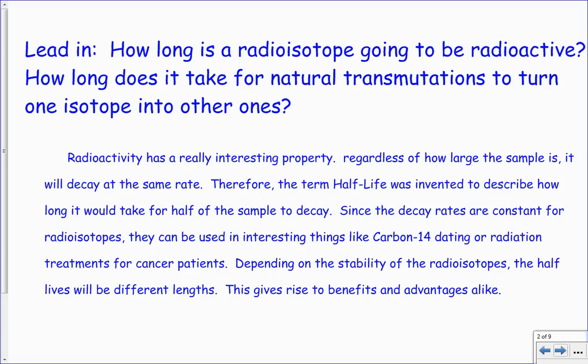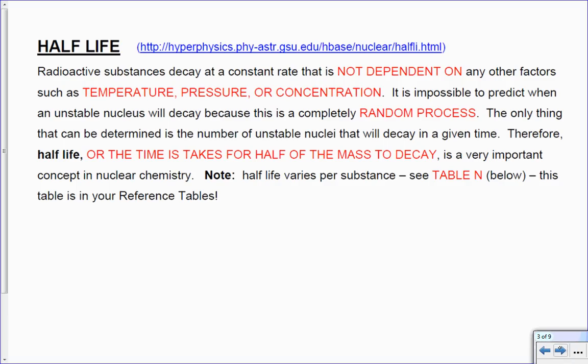It's not that hard. How long is a radioisotope going to be radioactive? Well, it depends on this natural transmutation that occurs. We call that a half-life. How long until half of it is gone? Okay, and we can figure that out, and it's very stable. One thing you need to know, it doesn't change with temperature or mass or anything. The half-life is specifically for a particular kind of isotope, and it is constant.